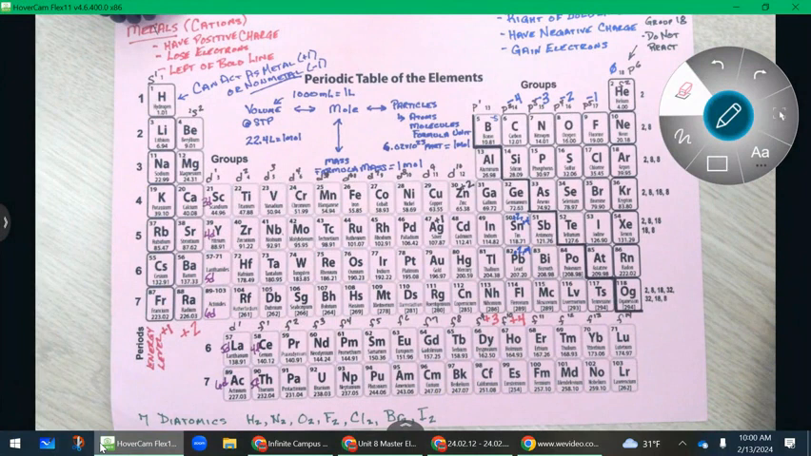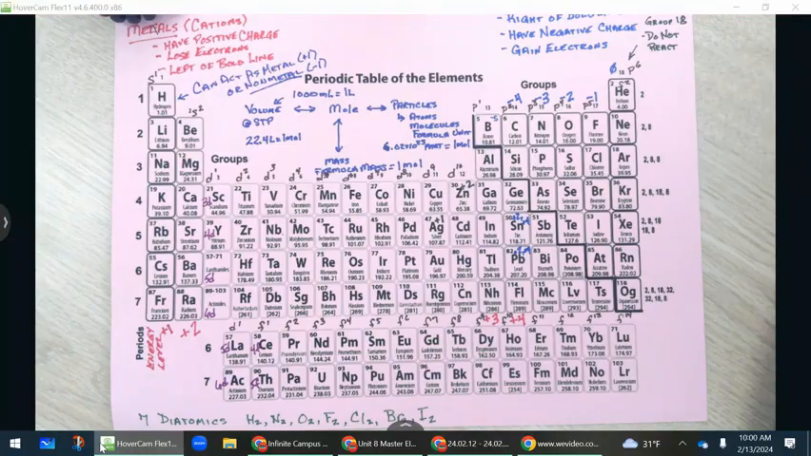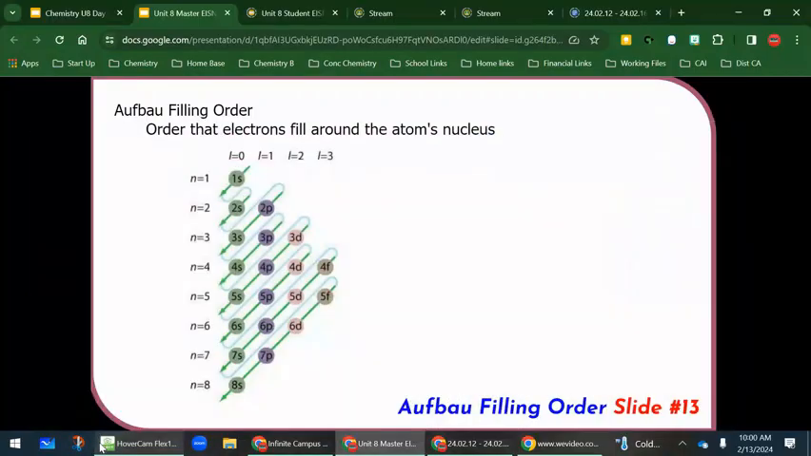Here are the 4 S's. Here are the 3 D's. What are these? Which P's? 4 P's. 4S, 3D, 4P.